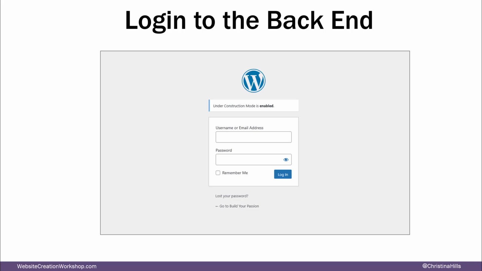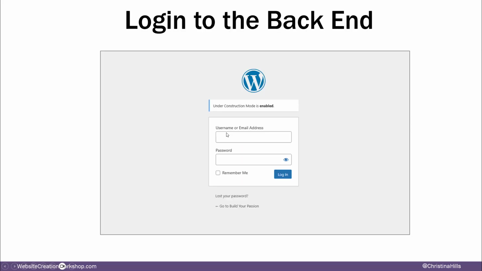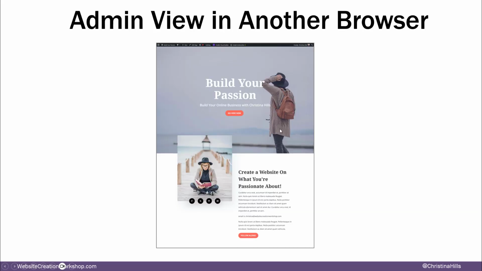This is the login screen for WordPress. And that's what it looks like. And in this login screen, the image is showing that the under construction is enabled to let me know this is what the public is going to see. Then I go ahead and I log in, and then I can view it in another browser in the back end. So what does that mean?